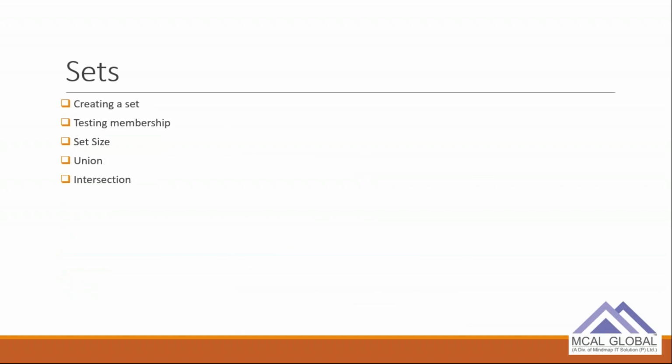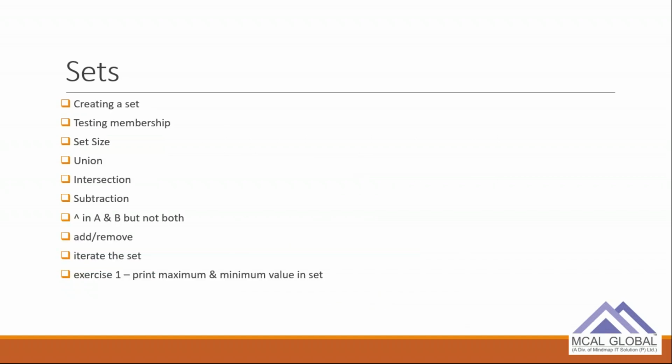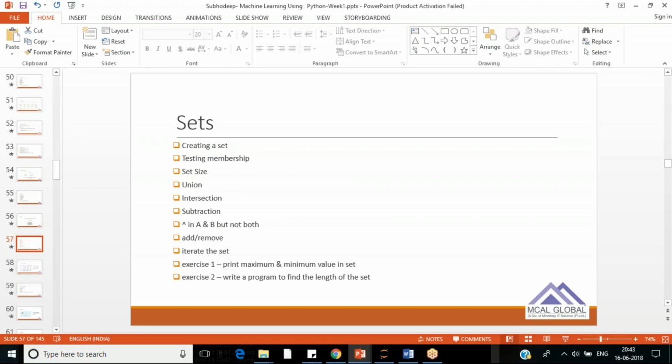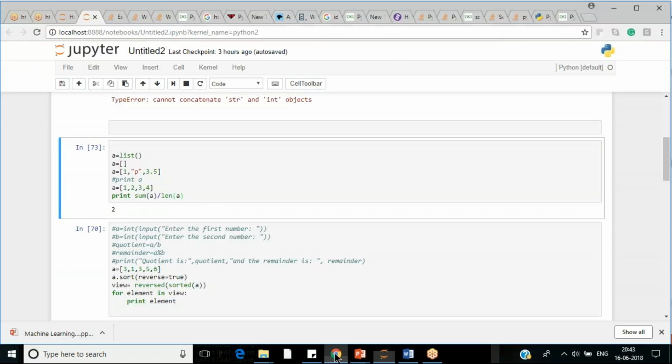Okay, so I have one question. Sets are basically very similar to lists, but they always have unique values. They don't have duplicate values, right? Let's go back to the Jupyter notebook here.